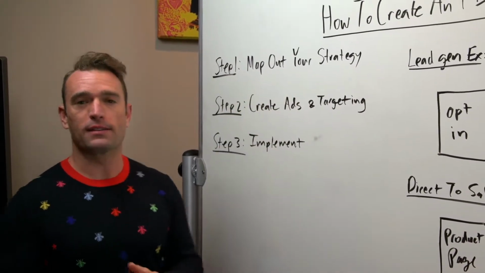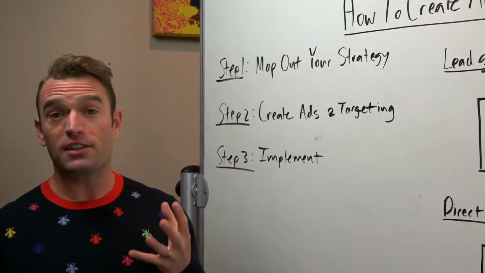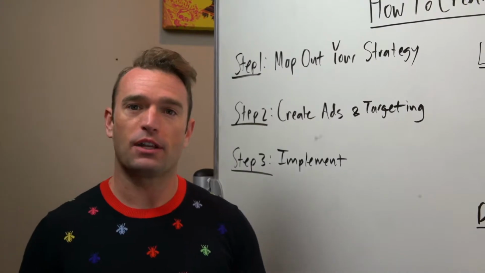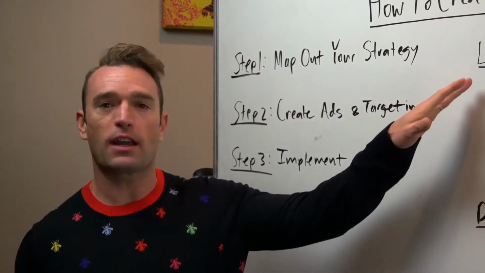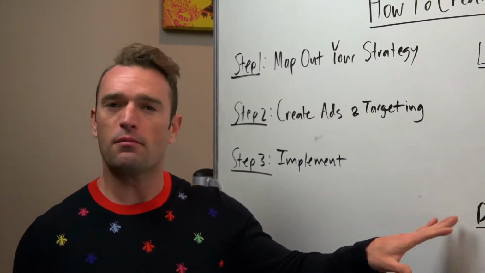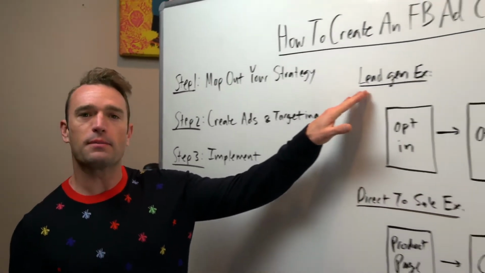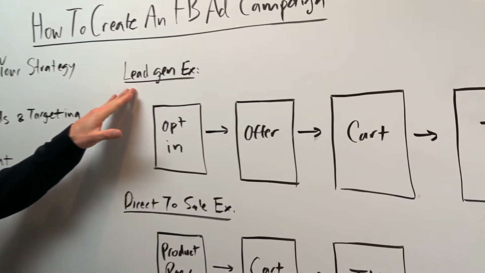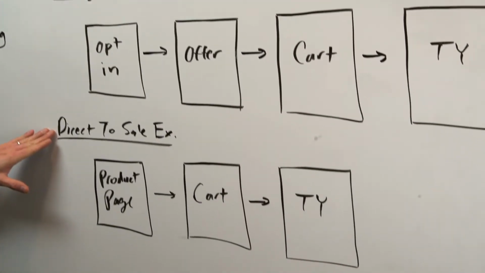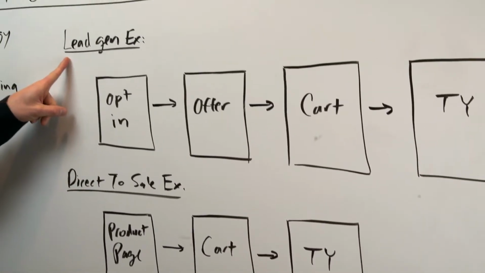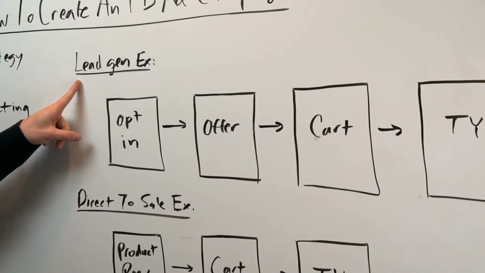Very few people talk about this, and there's actually different strategies that you use depending on the business model that you have online. So what I've done here is I've modeled out 2 of the most common business models that we see online. And I've simplified them down to what we call a lead gen strategy and a direct to sale strategy.